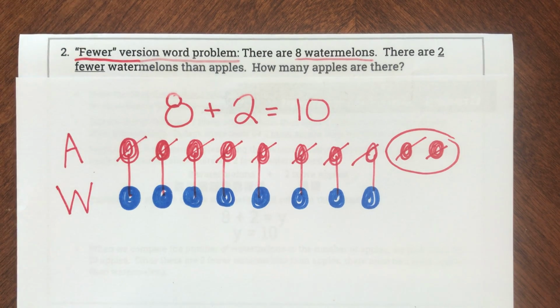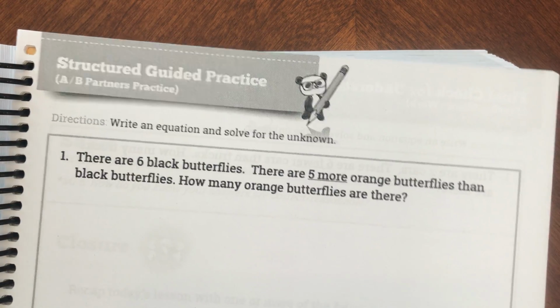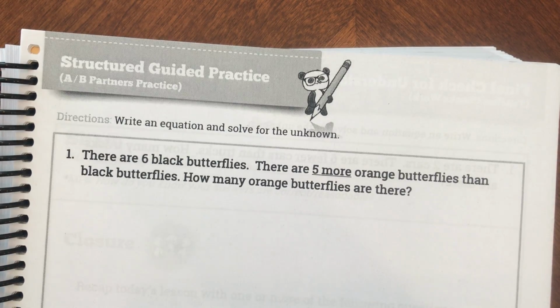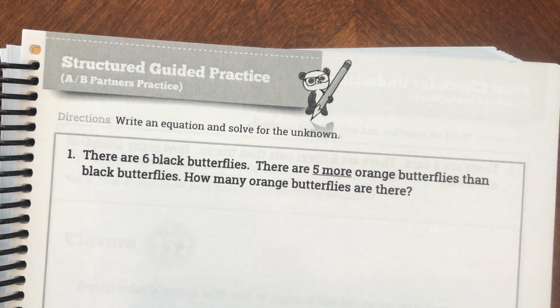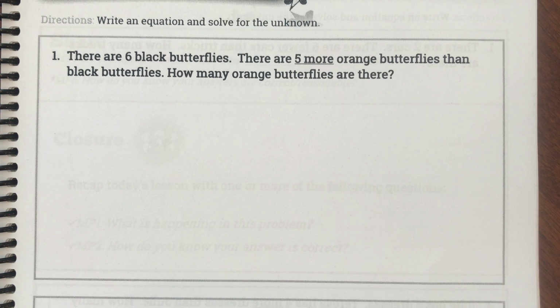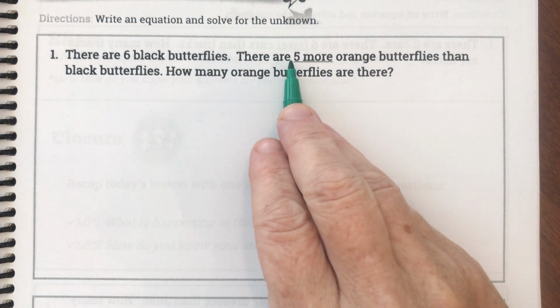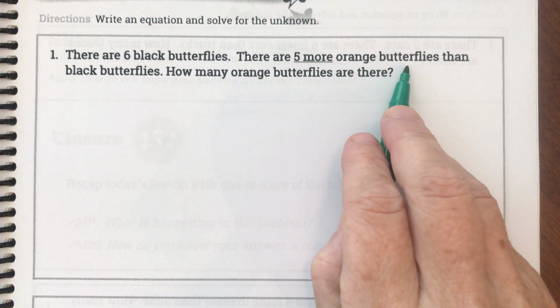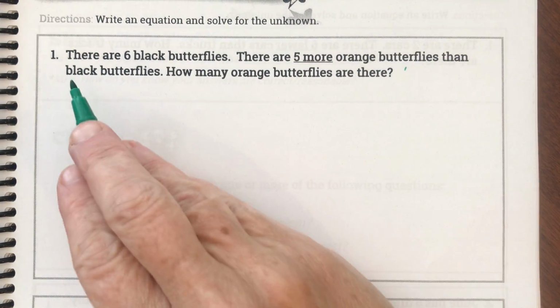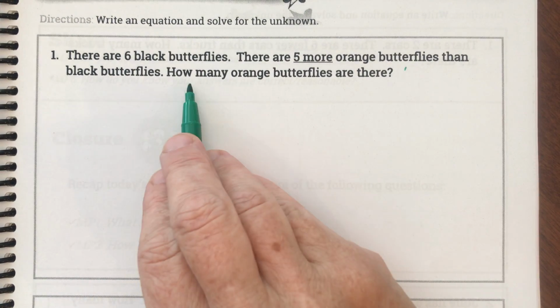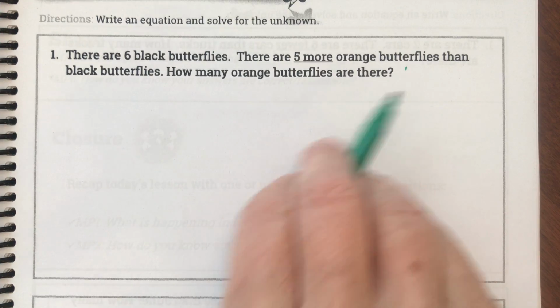Okay, boys and girls, let's try some of these together. Our first one is on page 328, and it looks like this. It says, there are 6 butterflies. There are 5 more orange butterflies than black butterflies. How many orange butterflies are there?